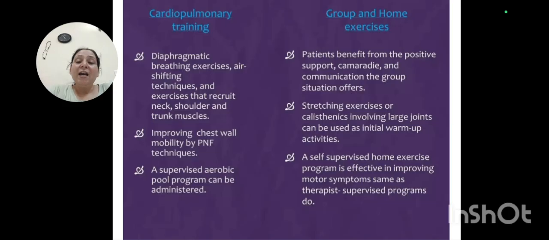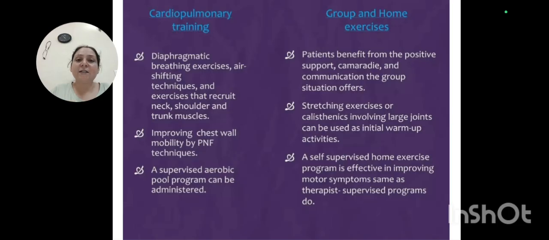Fine. Emphasis should also be given to group and home exercises. Now what are group exercises? Because there is lack of social interaction among these people. So if possible, two or three people who have Parkinson's should be given the same timing, so that you can start with the group exercises.